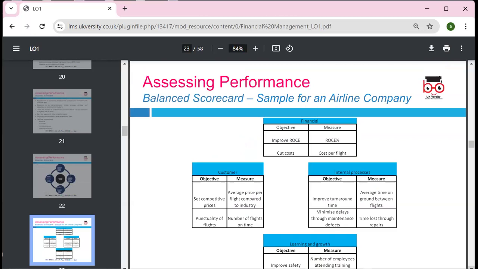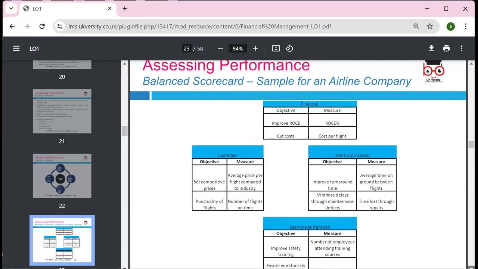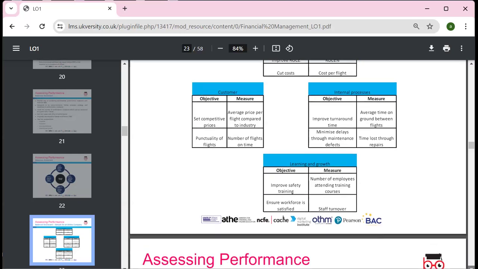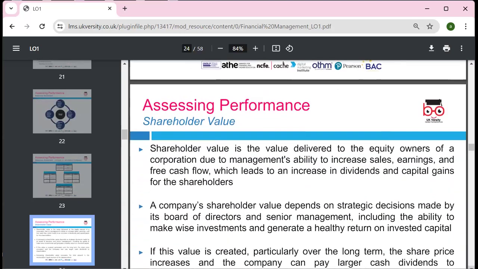So we can look around the balanced scorecard. In the financial perspective we can look at return on capital employed and cost per flight. For the internal perspective: improve the turnaround time, minimize delays, and time on the ground between flights, as we can see in the airline industry. So the objective is set competitive. These different perspectives help to measure the performance; not one perspective, look at all the perspectives. Okay, then we have assessing the performance.